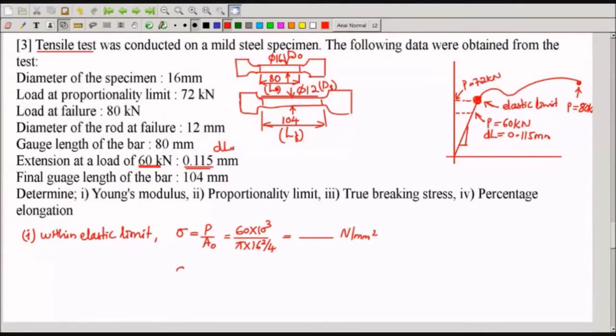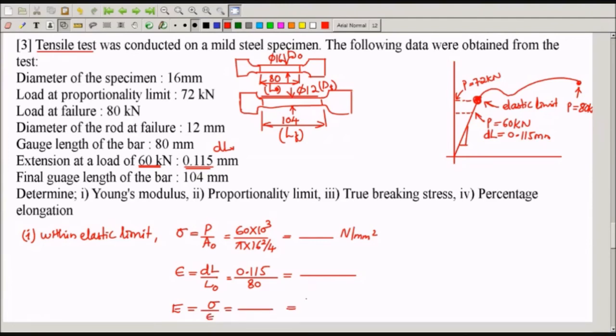Strain also you can calculate. What is strain? Strain is dl by L. dl is 0.115 mm. What is the original length? This is L0 actually. So L0 is 80. So you calculate what this is. Strain has no unit. E is equal to sigma by epsilon. So substitute and find out what E is.